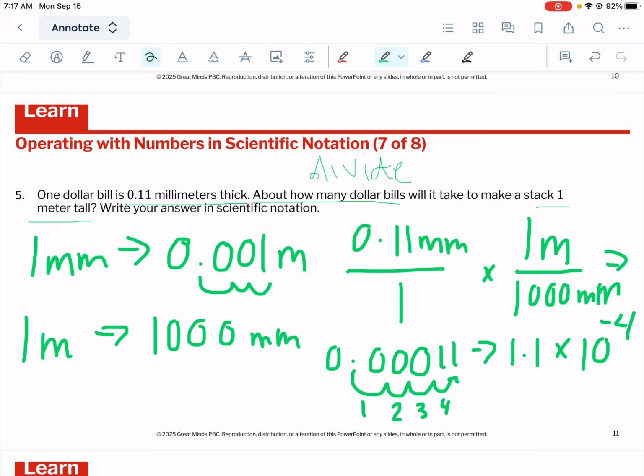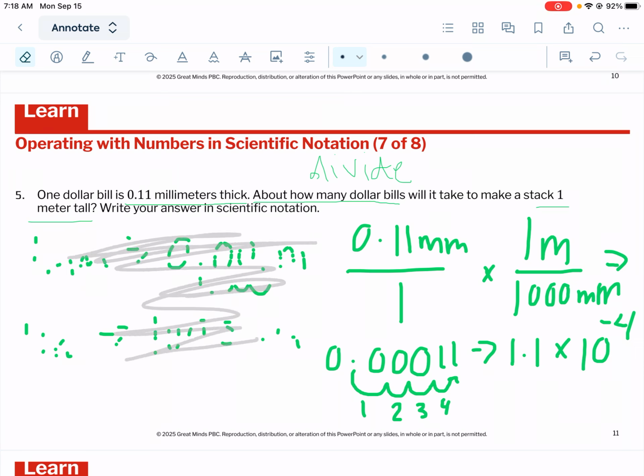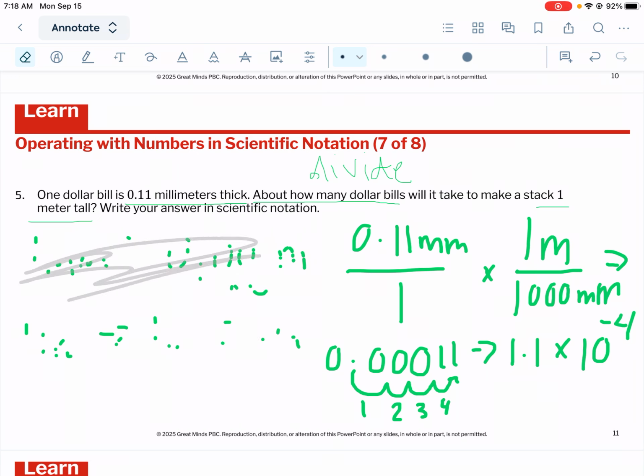So we have 1.1 times 10 to the 4. I'm just going to erase a little bit, or at least try to. And then I'm going to give you some time to solve number 5 on your own. I am going to help you to set it up. Matter of fact, let me just draw in a different color just in case. I'm going to go back to that red.